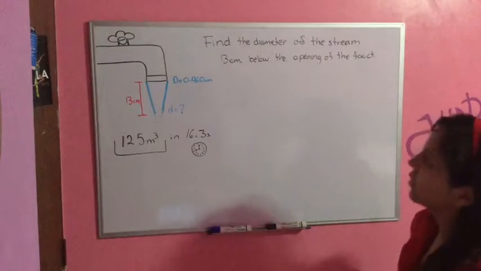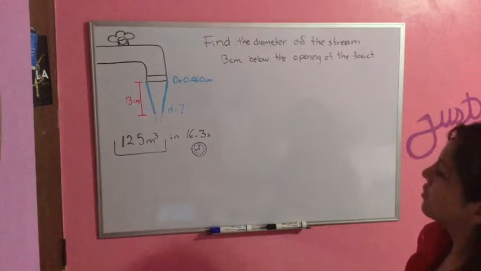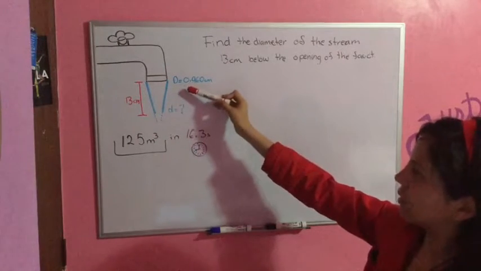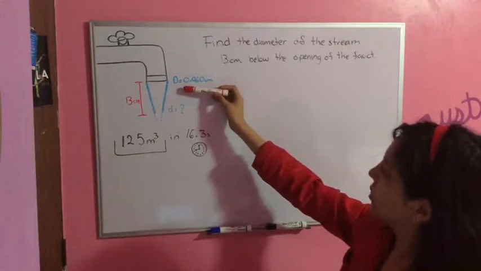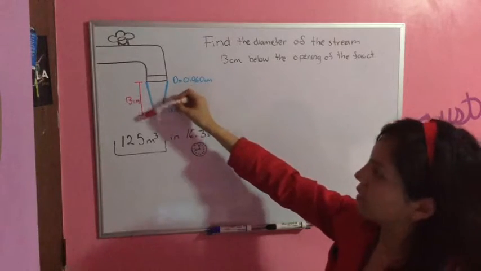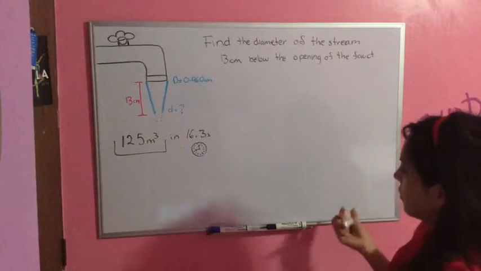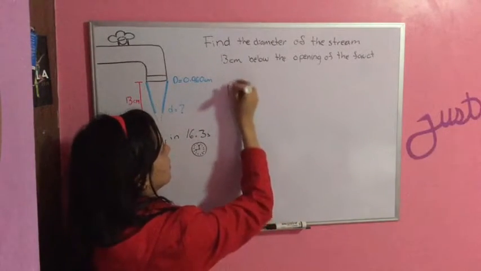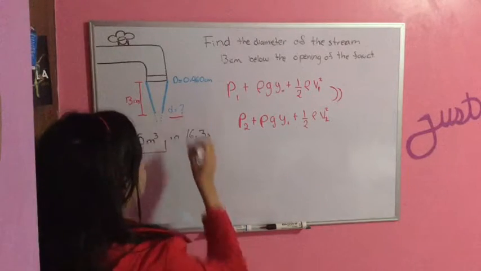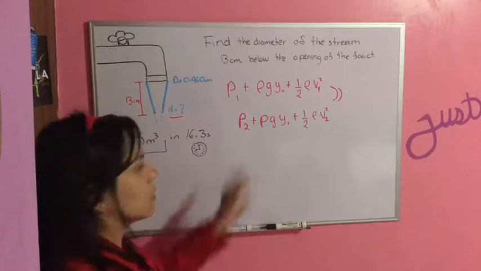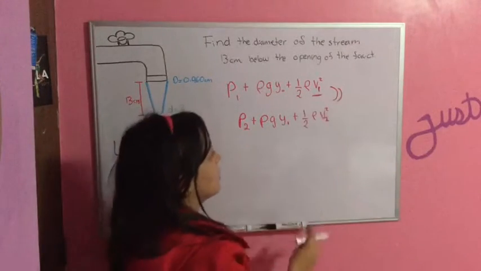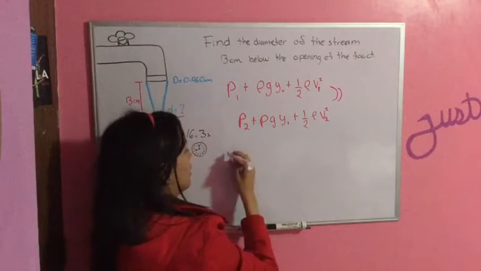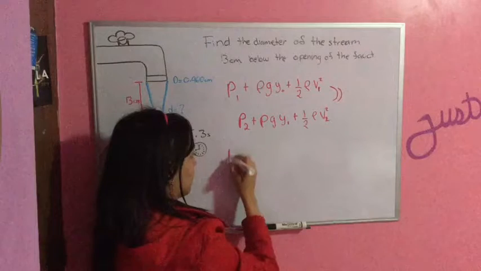And the problem is asking us for the diameter of the stream of water below the opening of the faucet at 13 centimeters. So first we have to recall Bernoulli's equation. We want to know the diameter, and the only relationship between the diameter and this equation is velocity. So we have to recall another equation.